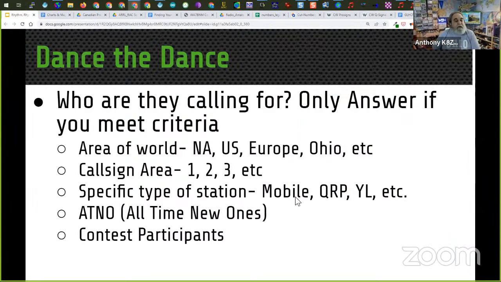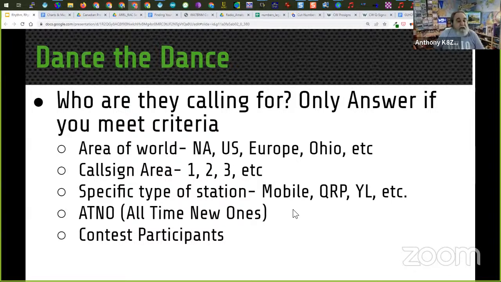The first thing is, when you hear a station calling CQ, who are they calling for? Only answer if you meet the criteria. If they're calling for an area of the world, if they're saying CQ Vermont, and you're not in Vermont, don't answer. If they're calling for North America and you're not in North America, don't answer. If they're calling for Europe and you're in the United States, don't answer. If they're calling for a specific call sign area, only answer if you're in that call sign area. If they're asking for a specific type of station, mobile, QRP, YL, etc., answer only if you meet the criteria.